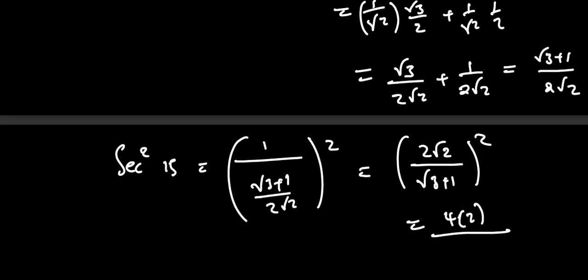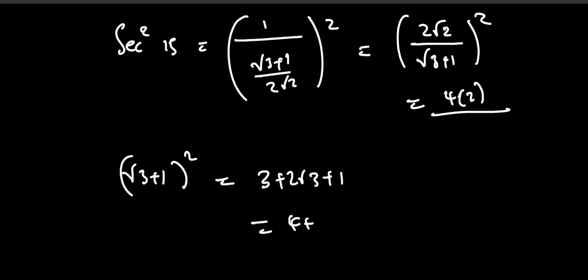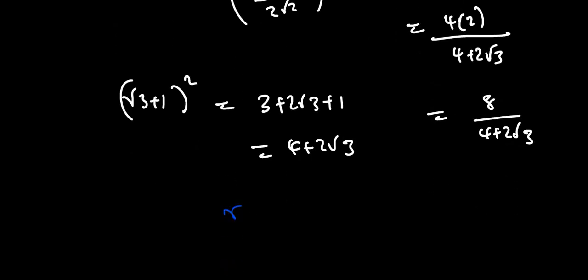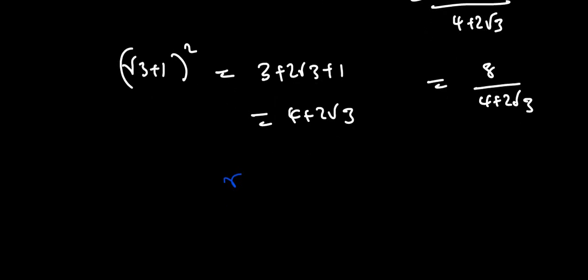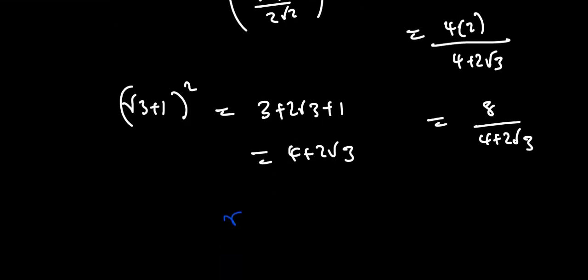The down part, when you square root 3 plus 1, this guy here squared, this will be 3 plus 2 root 3, then plus 1. This is just going to be 4 plus 2 root 3. So it will be 8 over 4 plus 2 root 3. We can actually cancel this part here. We can divide everything by 2, by the way. Divide everything by 2, that's going to be 4 over 2 plus root 3.